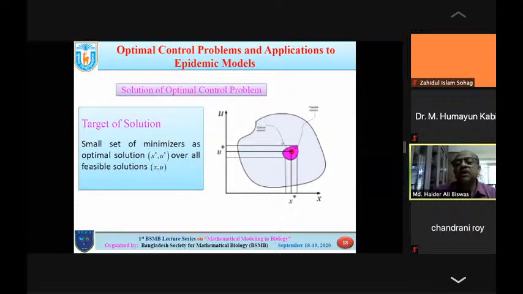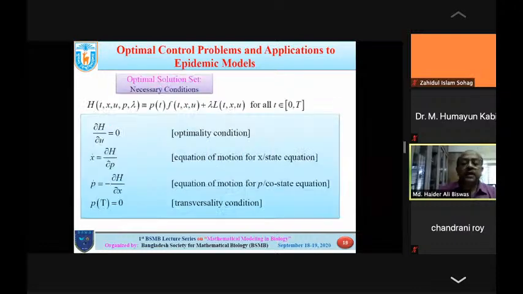So the solution looks like the figure on the right side. You can see here the maroon color is the feasible solution, and only the red color is the actual optimal solution. This is our target, the solution of the optimal control problem. So a milestone was made by Pontryagin.